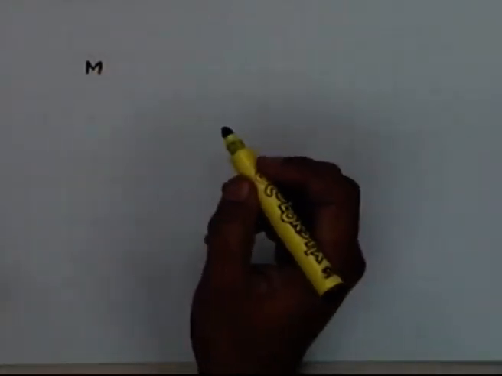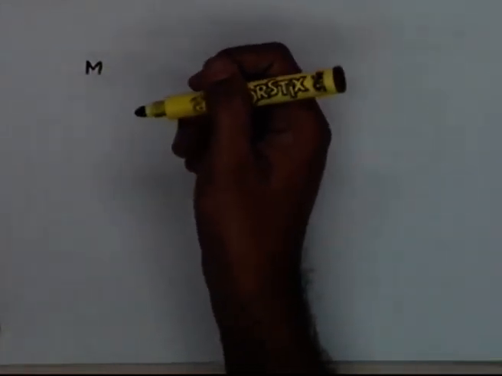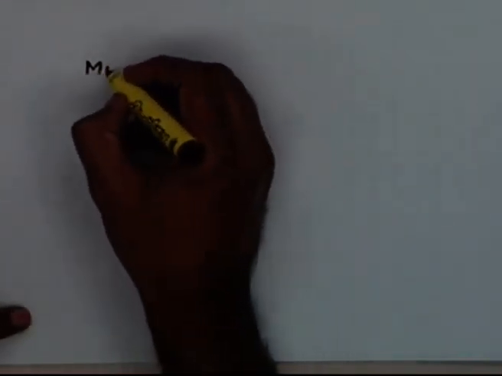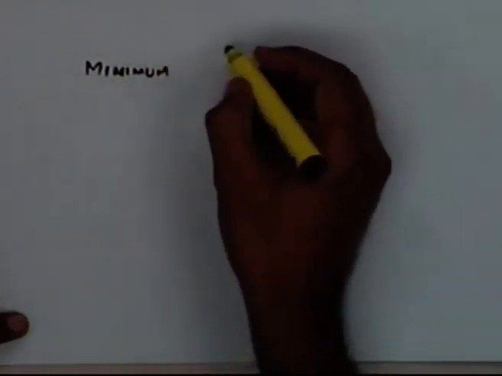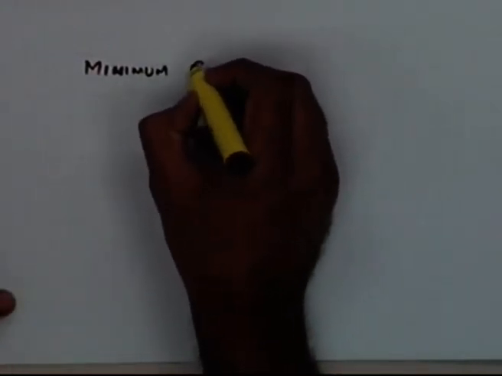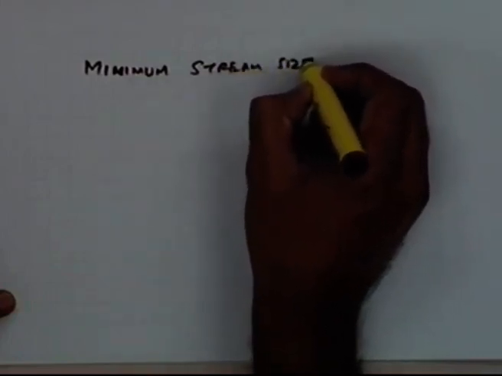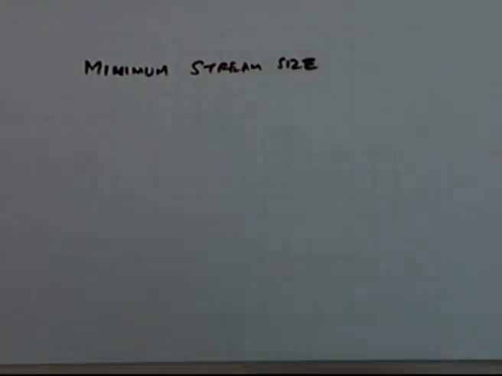That was the maximum depth of flow. Let's look at the minimum stream size. What minimum stream size can you afford to use? This is a condition which is the other extreme.